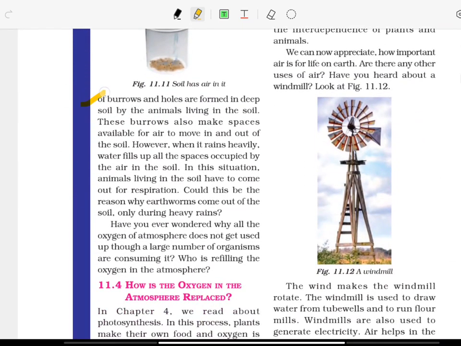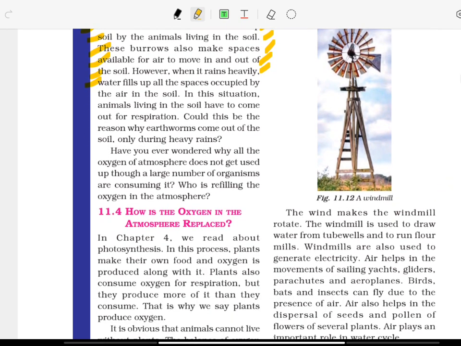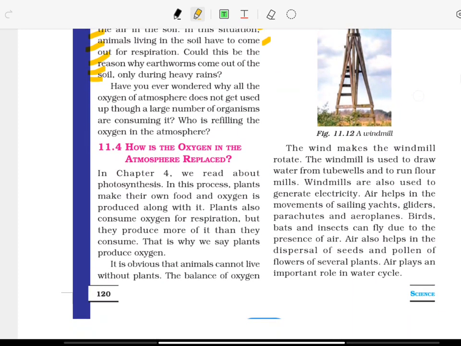A lot of burrows and holes are formed in deep soil by the animals living in the soil. These burrows also make space available for air to move in and out of the soil. However, when it rains heavily, water fills up all the spaces around, the spaces occupied by the air in the soil. In this situation, animals living in the soil have to come out for respiration. Could this be the reason why earthworms come out of the soil only during heavy rains?